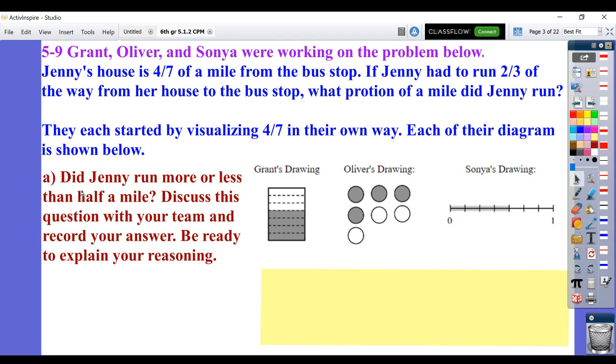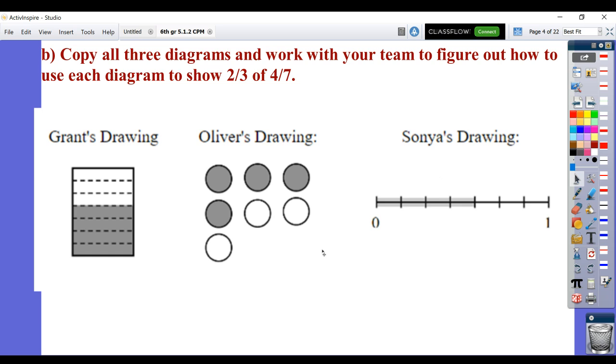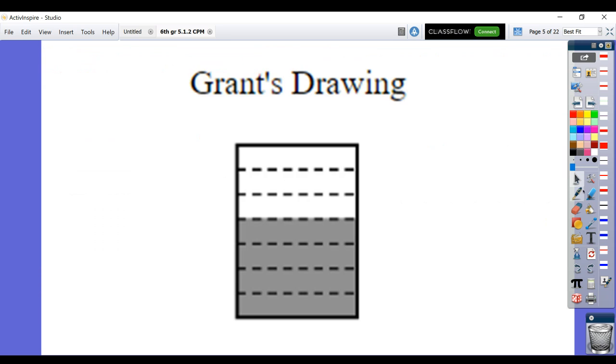So we want to think about whether Jenny ran more or less than half a mile, right? And we're going to be doing some estimating, but then we're going to be looking at their specific way of interpreting it to figure out 2/3 of 4/7. So we're going to start with Grant's drawing. Again, our goal is to figure out 2/3 of 4/7.